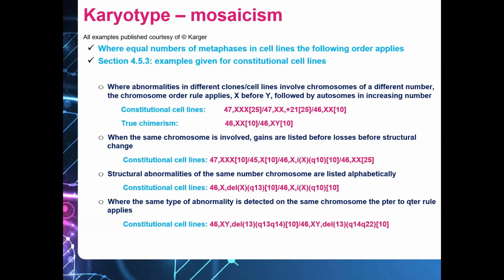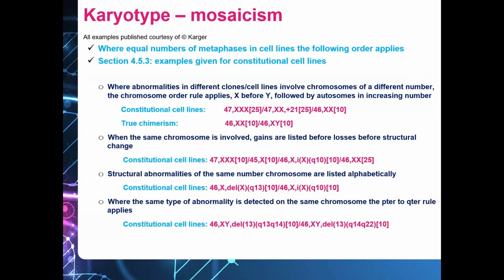So when you've got, which does happen, I mean, one way to get around it is just do extra cells, but sometimes that's not possible. Where you've got an equal number of metaphases in the cell lines, the following sequential order applies. And this is given in section 4.53 for both constitutional cell lines. It's given for related clones and unrelated clones. They're all put under the same sequential rules.